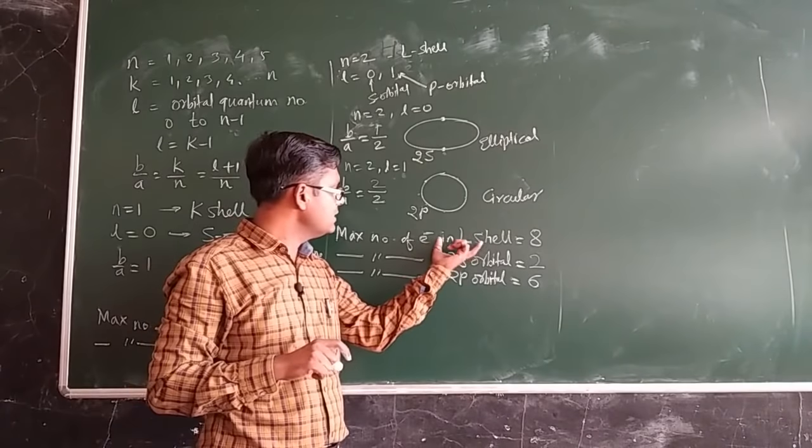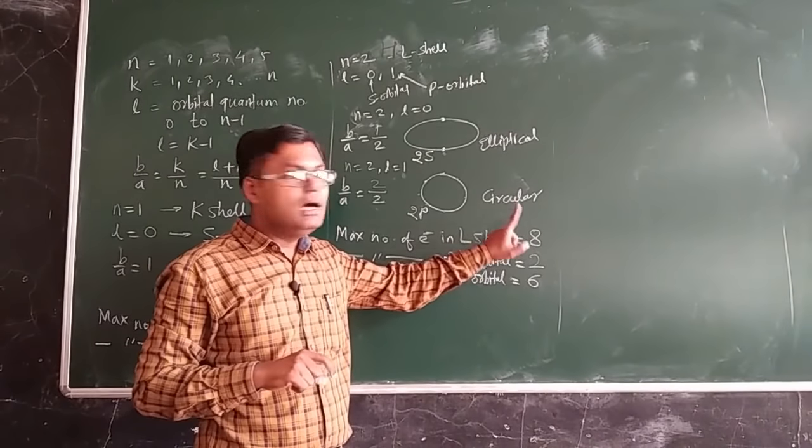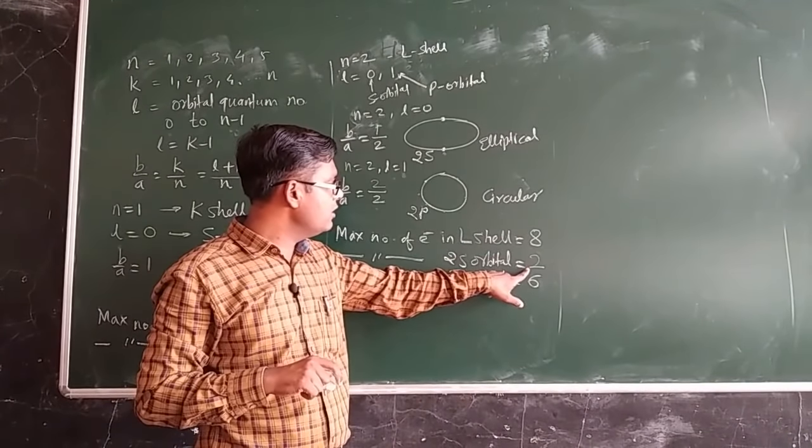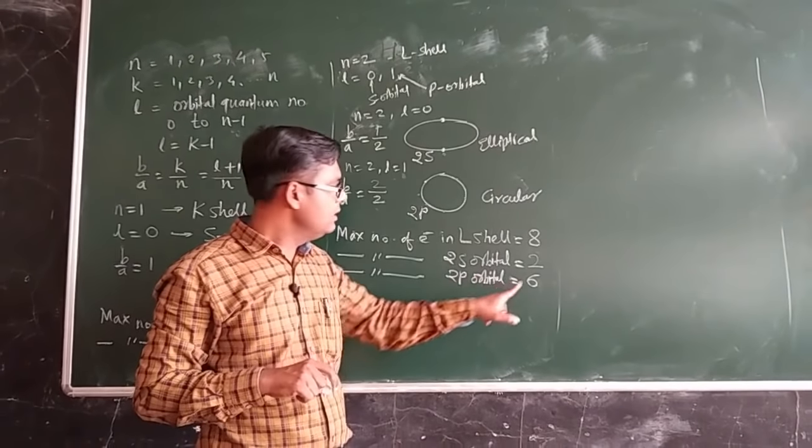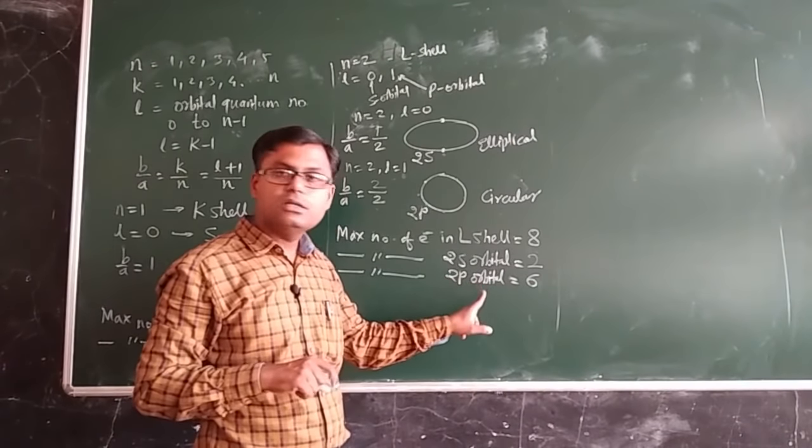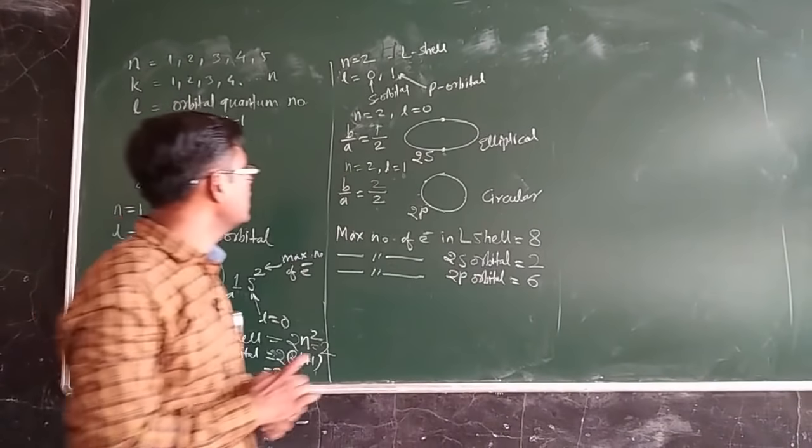So remember that the second orbit will have 8 electrons. Out of these 8 electrons, 2 electrons will be distributed in the 2s orbital and 6 electrons will be distributed in the 2p orbital. That we have to remember.